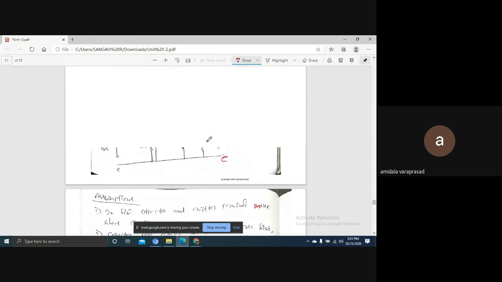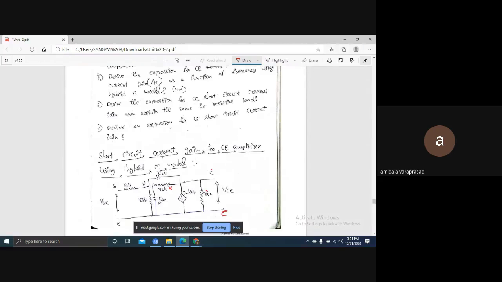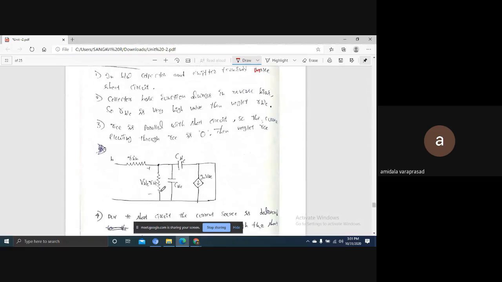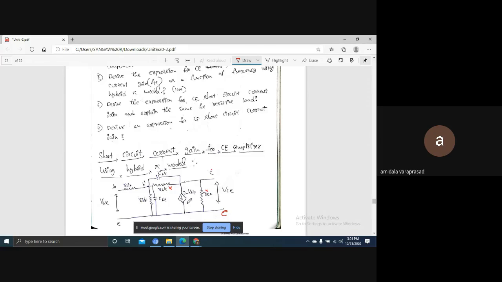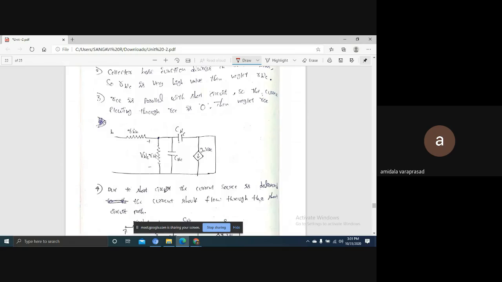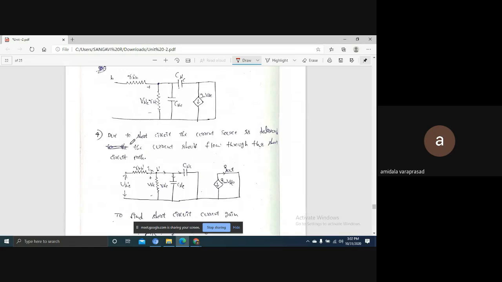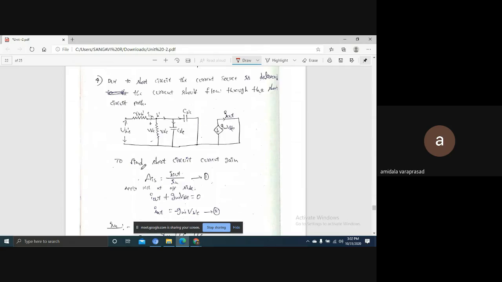See here: RBB', RB'E, CB'E. Check it. Here only the dependent current source and the short circuit remain, and RCE and RB'E are neglected. Now, this is the modified circuit. Due to the short circuit, the current delivered by the current source should flow through the short circuit path.